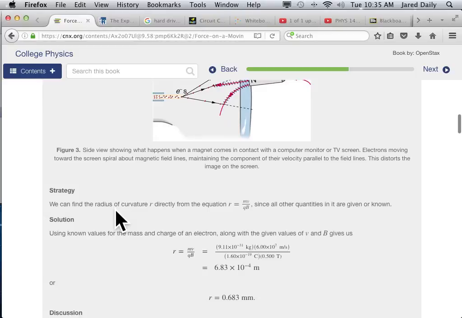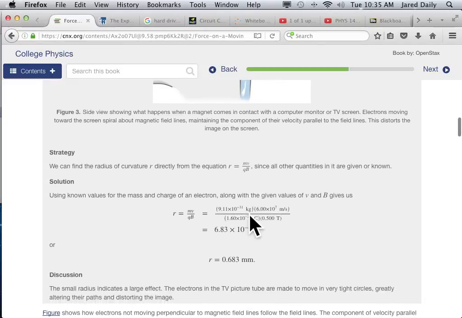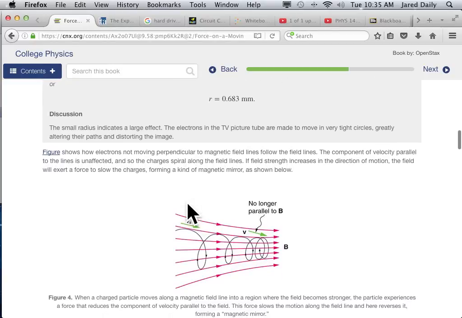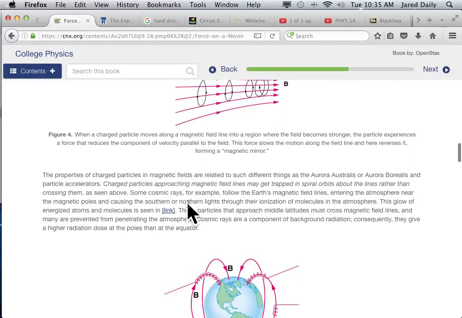We want to know what is the radius of these things. So we need to know the mass. They're electrons, so the mass is known. The velocity, they gave us the velocity, divided by the charge, 1.6 times 10 to the minus 19 coulombs for electrons. And then they give us the magnetic field at half a Tesla. And then we just plug those numbers in and you get 0.683 millimeter little circles, half a millimeter. That would really mess it up, by the way.